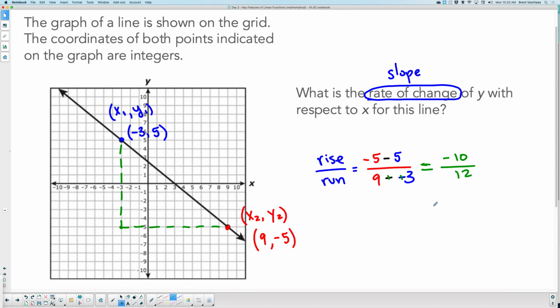Okay, can I simplify that? Does this reduce? It does. The number 2 goes into both numbers. Do you know how many times 2 goes into 10? 5. So it'd be -5 over. How many times does 2 go into 12? 6. That's our slope.